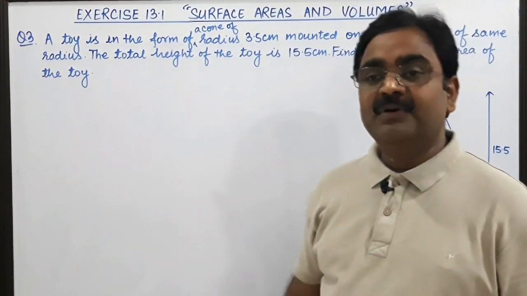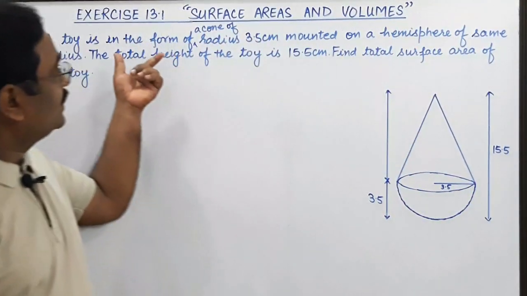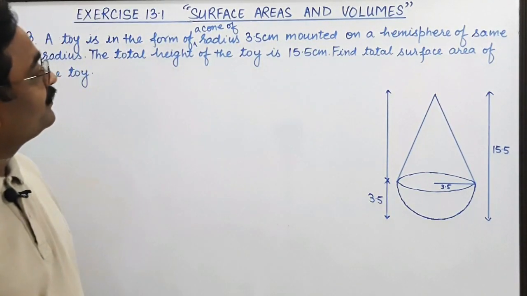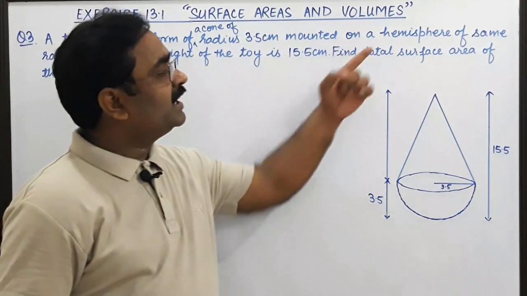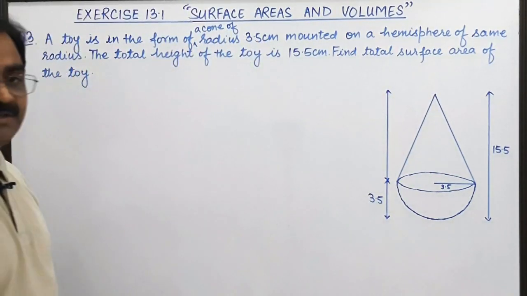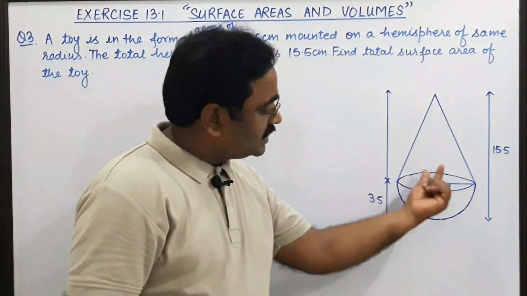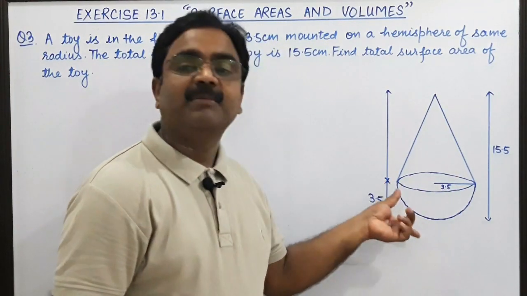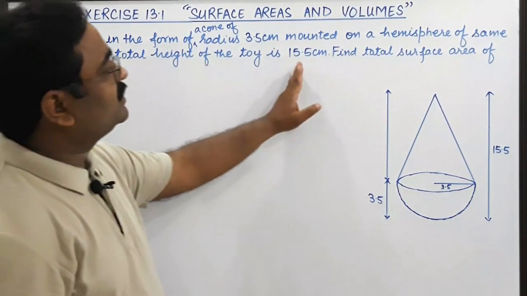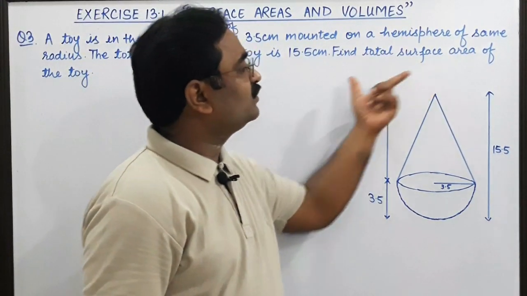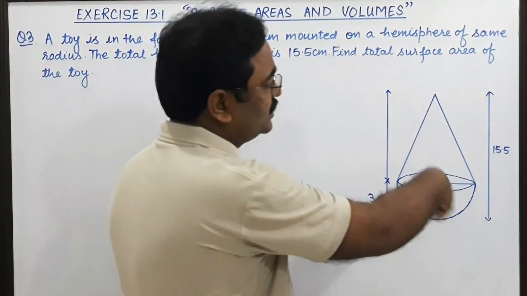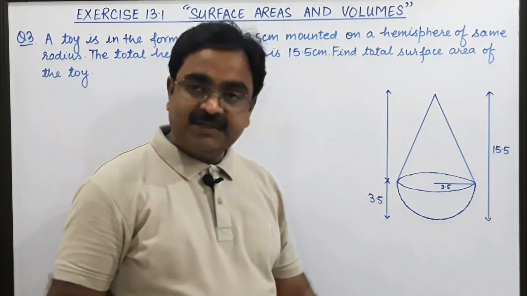which is: a toy is in the form of a cone of radius 3.5 centimeter mounted on a hemisphere of the same radius. It means the radius of this cone is equal to the radius of this hemisphere, right? If the total height of the toy is 15.5 centimeter, then find the total surface area of the toy. We need to find the total surface area of this toy, right?